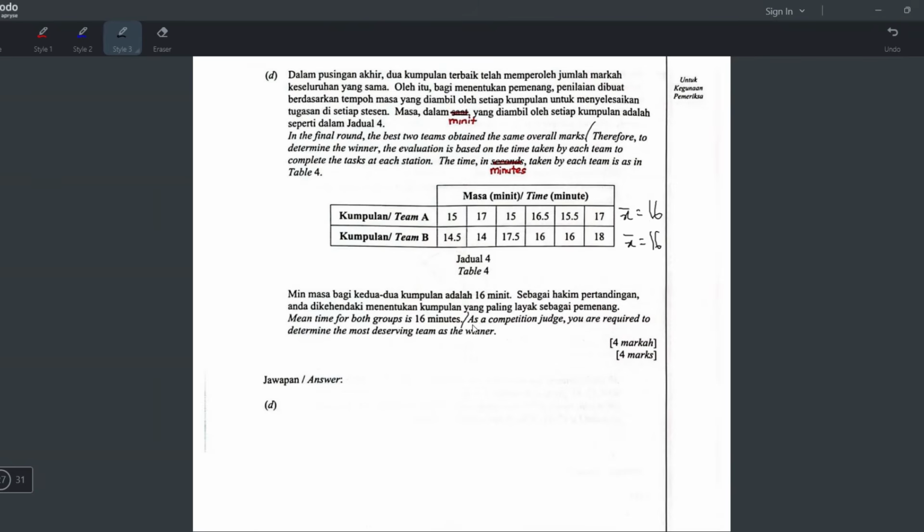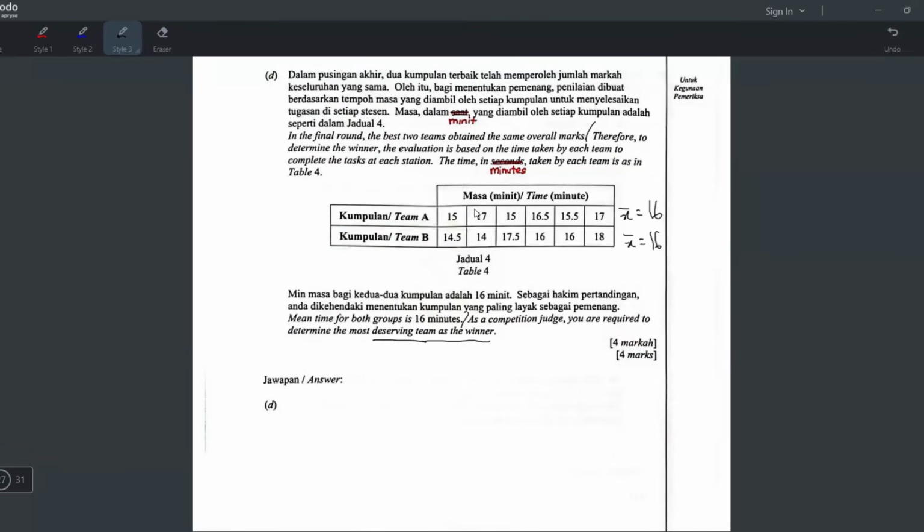But they say as a competition judge, you are required to determine the most deserving team as the winner. This kind of question comes out quite often. If you are someone who did a lot of trial papers, you know this type of question is asked a lot. And it's always the same method.